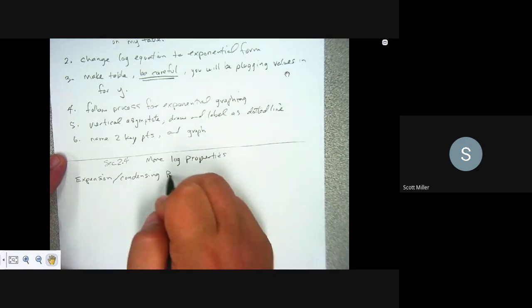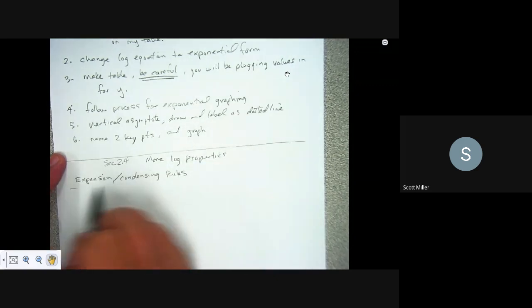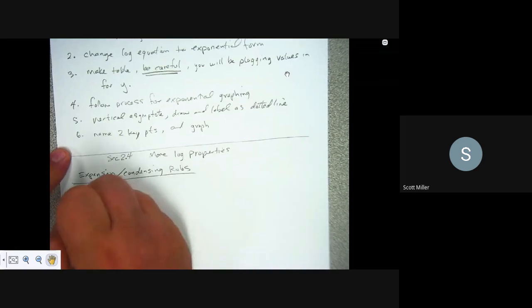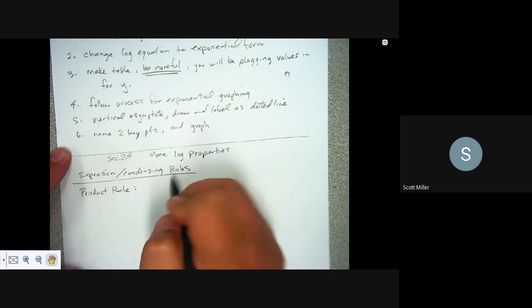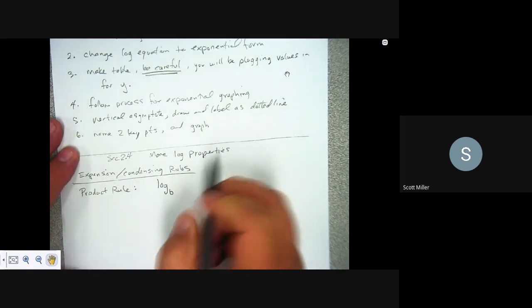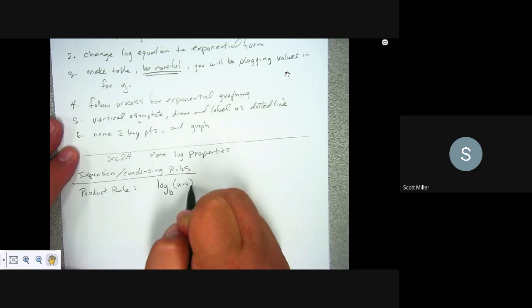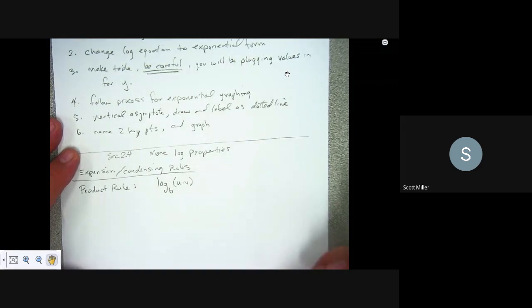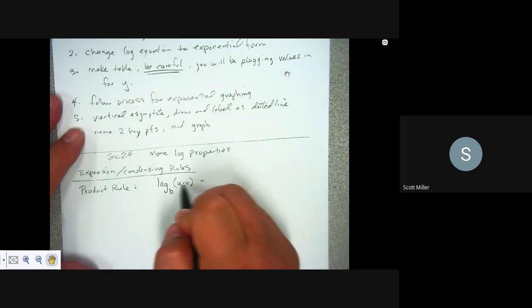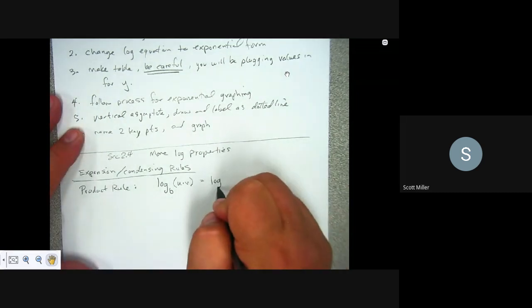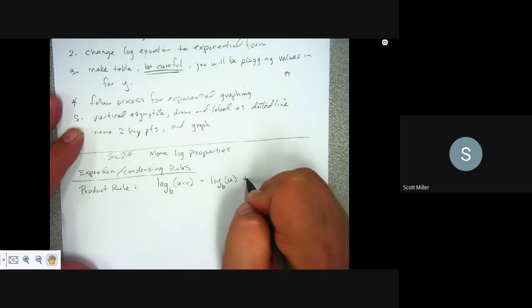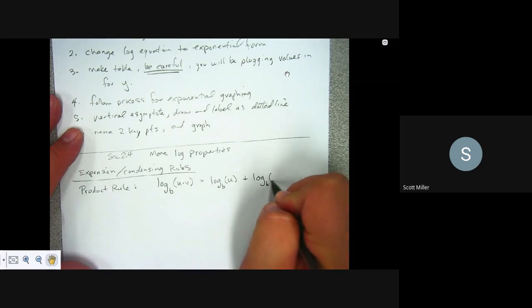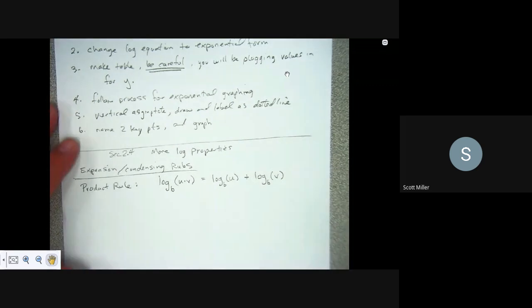Expansion and condensing rules for logs. This is the product rule. If I have the log, base whatever, and then a product inside the argument, I can split these 2 factors apart as 2 separate logs. So this can be log base b of u plus the log base b of v. So I can split that product apart with addition.